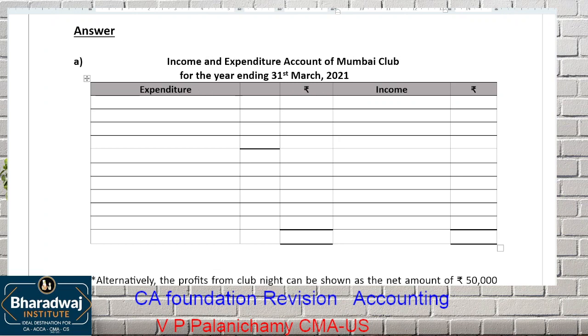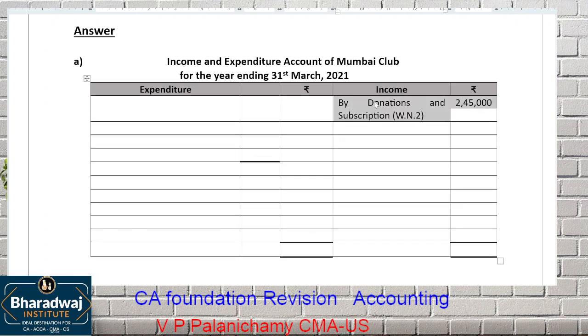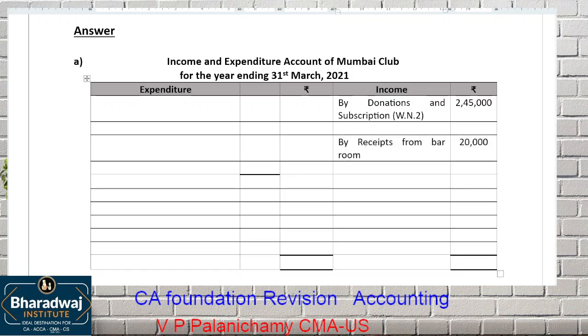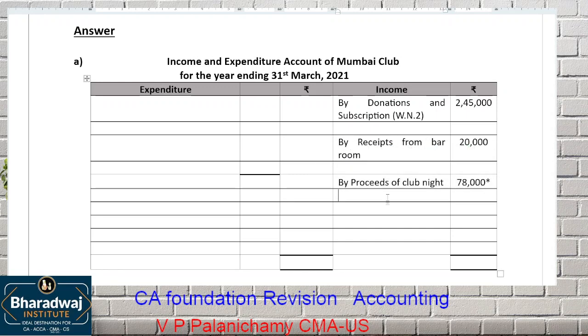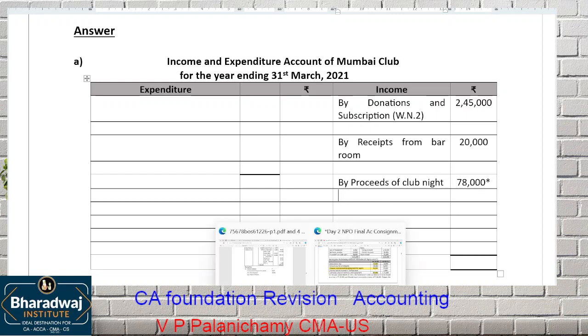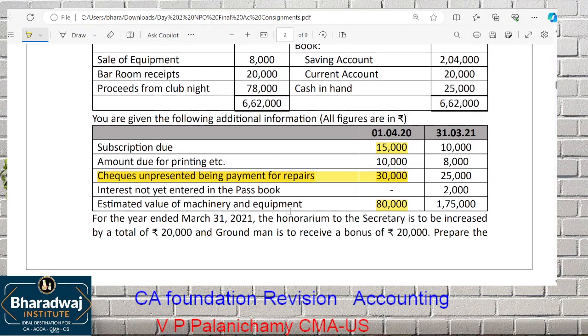Shall we? What are the incomes? By subscriptions and donations, 2,45,000. Then where else is there income? Receipts from bar room are given. Then receipts from club night are given. How much is there? 78,000. Interest plus accrued interest. How much is the interest? Look. 5,000. How much is the interest?